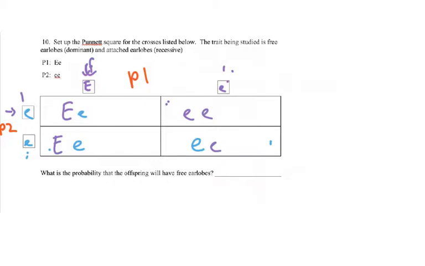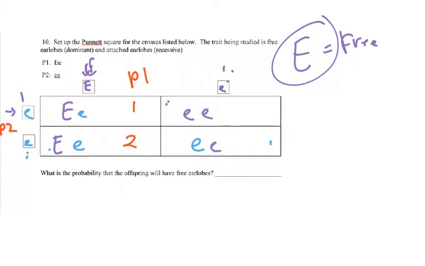So free earlobes are dominant, so that means the big E equals free earlobes. That just means they're not attached to your face. If you play with your earlobe, you'll see what I mean. So we need to figure out how many of these have the big E dominant. Well, 1, 2. Remember, each box is 25% or a quarter. So if you have 2 quarters, you'd have 50 cents, right? So that means there's a 50% chance.